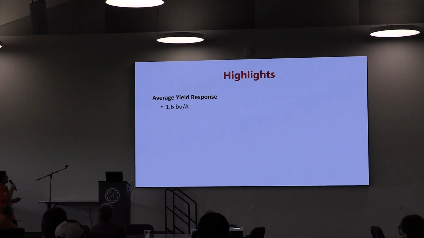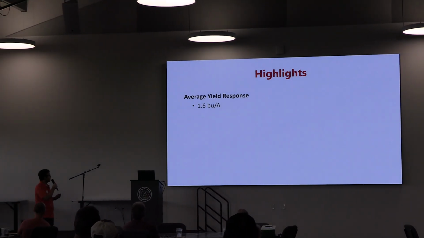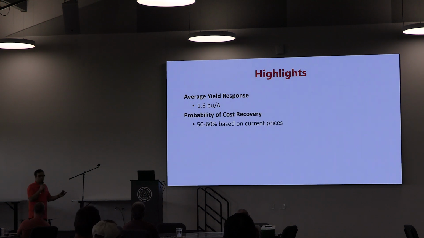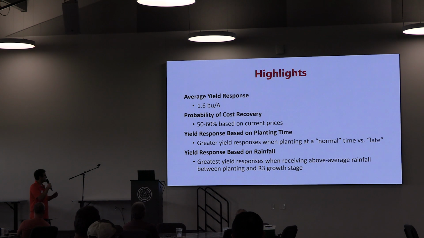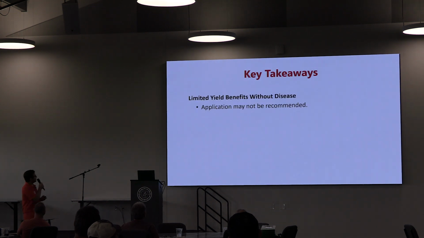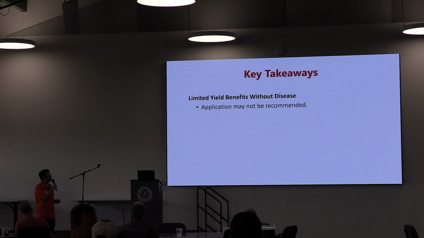So the highlights of these studies were that the yield response was only 1.6 bushels per acre. The probability of recovering the cost is just 50 to 60%. The yield response will also be influenced by the planting date and by the rainfall or precipitation that we have from planting until R3. So all this research tells us that we have limited yield benefits without the disease. Sometimes it doesn't make any sense to apply fungicide. But as Carl said, we cannot really predict that.